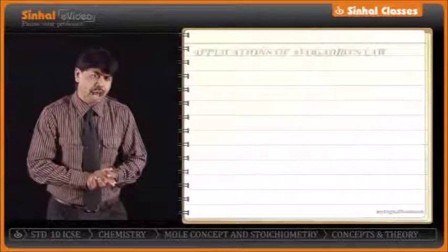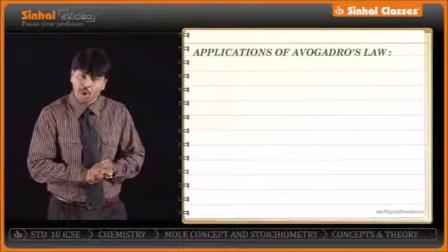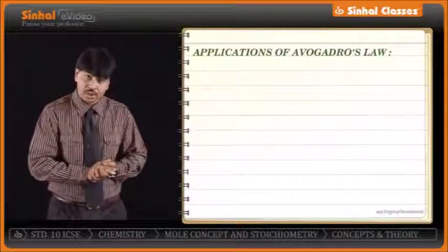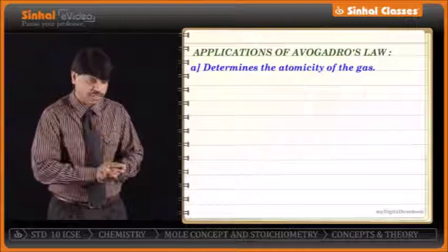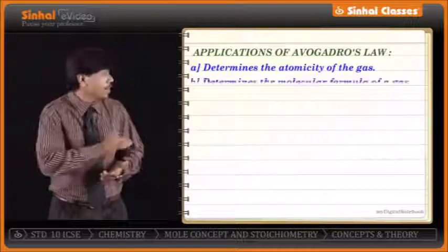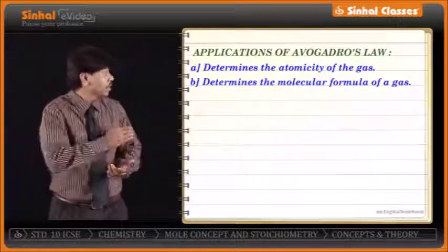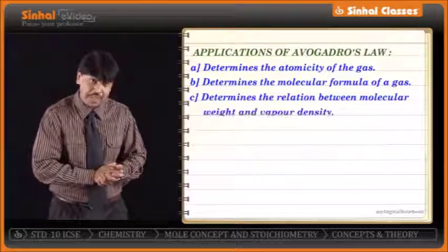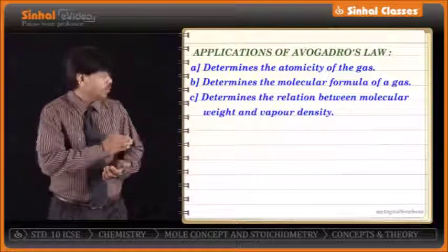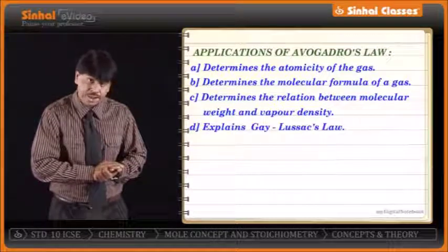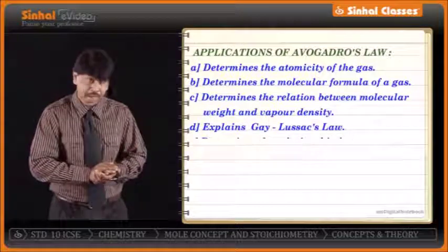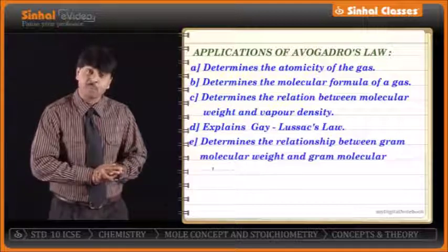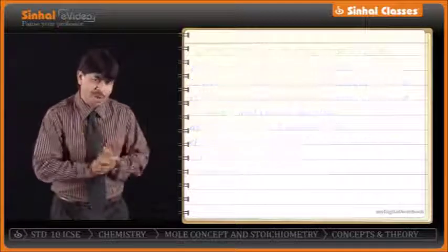Now let's see the applications of this Avogadro's law. It has 5 major applications, and they are: first, to determine the atomicity of a gas. Second, it determines the molecular formula of a gas. Thirdly, it determines the relation between molecular weight and vapor density. Fourthly, it explains Gay-Lussac's law. And lastly, it determines the relationship between gram molecular weight and gram molecular volume. Let's take them one by one.